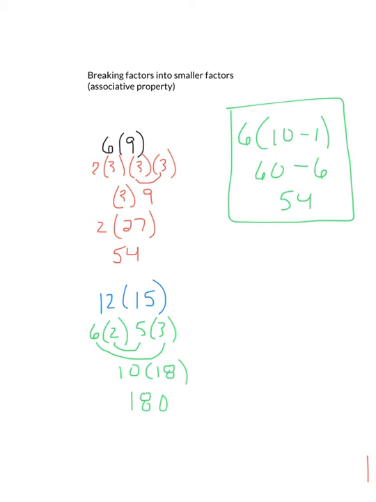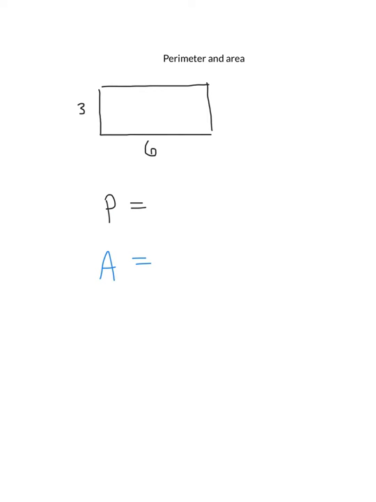So hopefully that gives you a little structure. Let's look at perimeter and area. What is perimeter? Isn't perimeter the distance, right? The line that goes around the outside of your object.